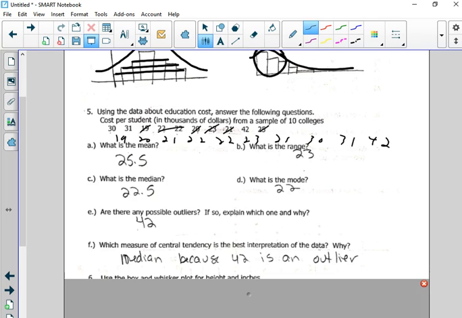Okay, so the mean, you add those numbers up and divide by 1, 2, 3, 4, 5, 6, 7, 8, 9, 10. Double check. 1, 2, 3, 4, 5, 6, 7, 8, 9, 10. So if you add them up, you get 255. Divide by 10, 25.5. What's the range? Again, I like it written this way, but I will accept either way, 19 to 42 or just 23.